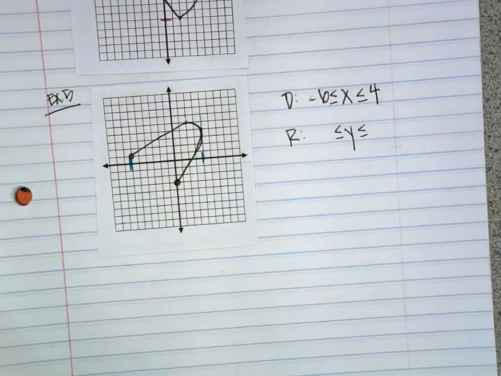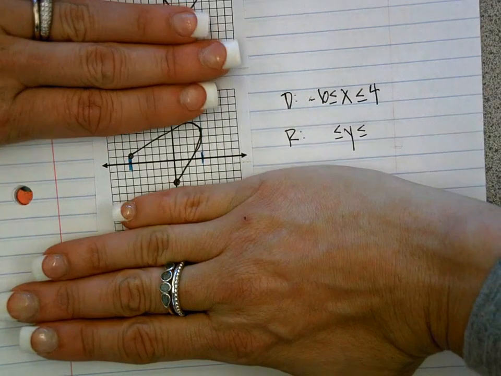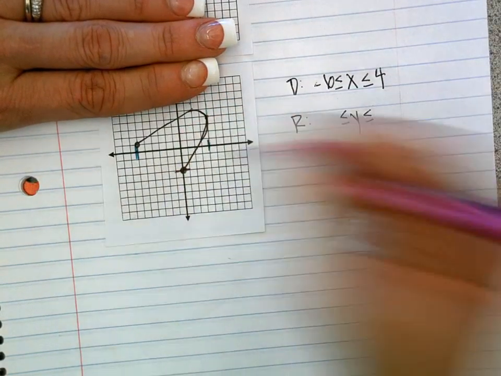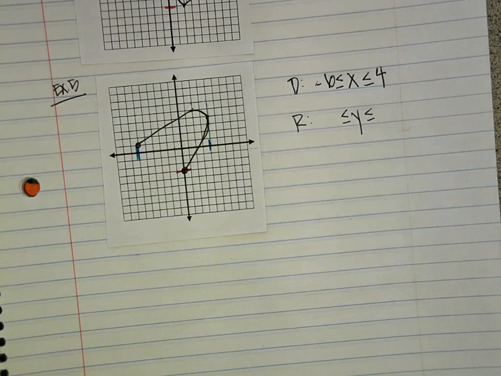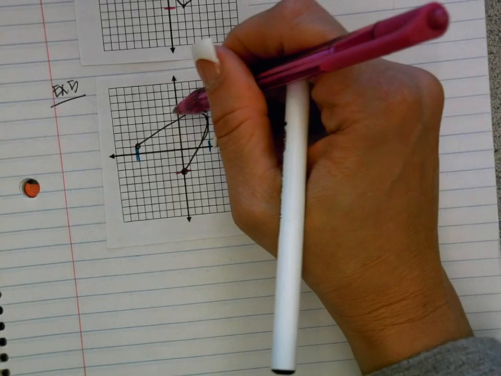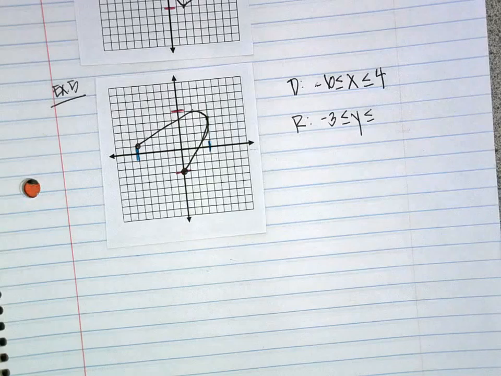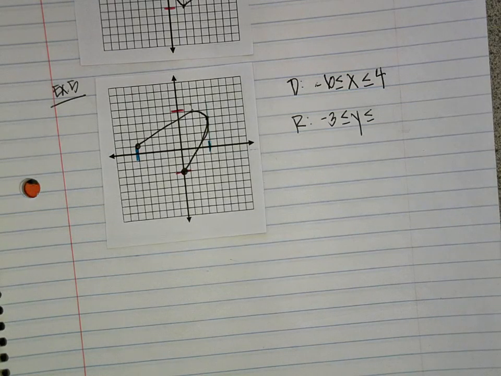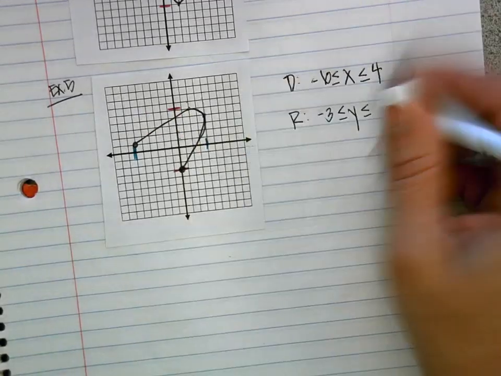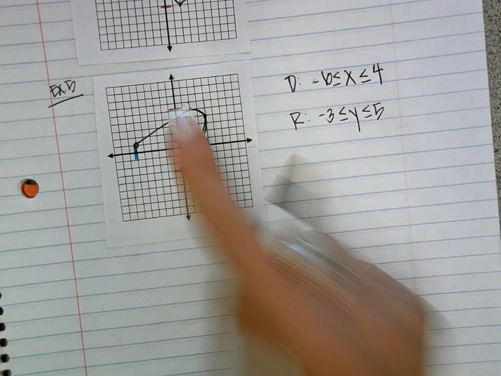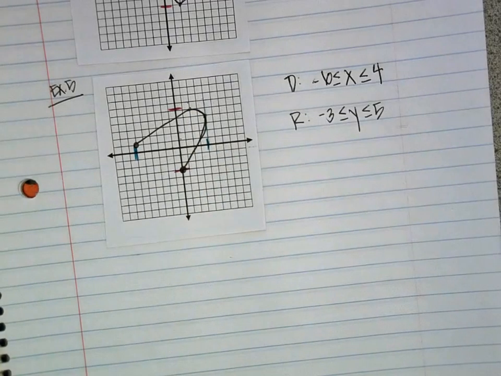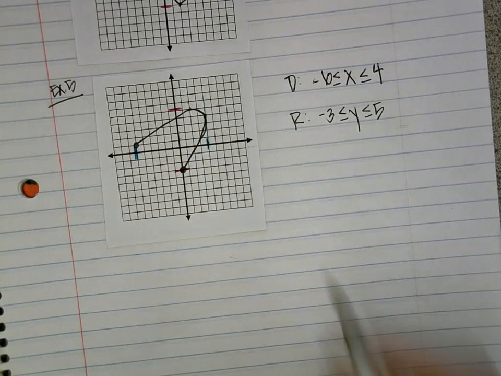The range is talking about your y values, so in between these two right here. The lowest y value is here. What value is that? -3. The largest y value is way up here. What's the largest y value? Should be 1, 2, 3, 4, 5. It's 5. It's kind of hard to see because you have to count it.